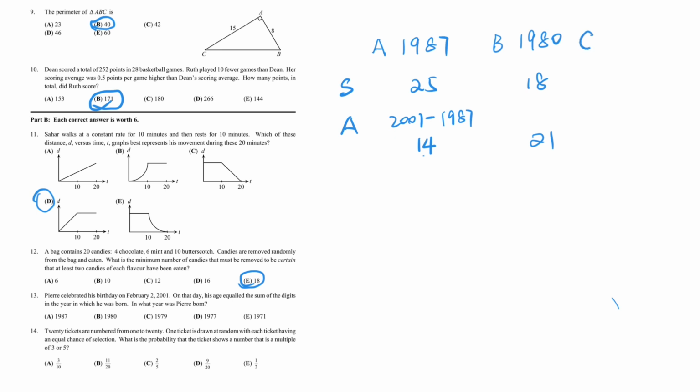Choice C, that's 1979. Sum of the digits is 26. And the age is 2001 minus 79. That's 22. Still not equal.